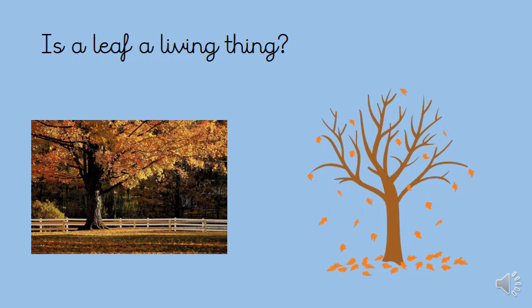The first question we're going to consider today is: is a leaf a living thing? What do you think? Yes, a leaf is a living thing when it is attached to a plant or a tree. The tree on the left side of the screen shows all of the leaves still attached. Leaves grow throughout the seasons of spring and summer. Then, in autumn, the leaves will fall from the trees. When they fall to the ground, they are no longer a living thing.